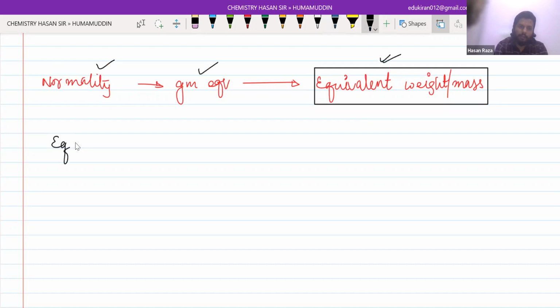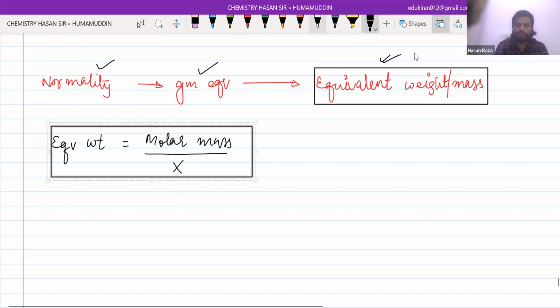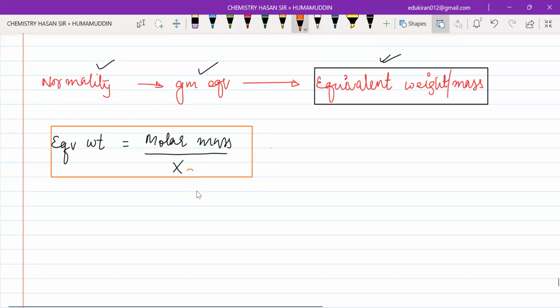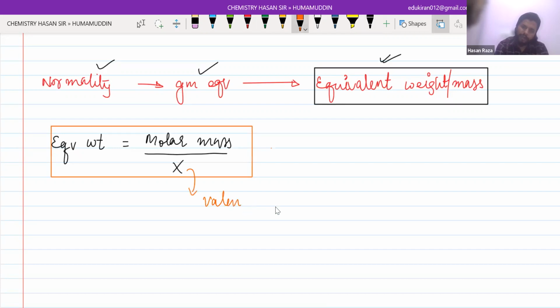Equivalent mass or equivalent weight has a formula, that is molar mass upon X. You can calculate the molar mass of any compound that is given, right? Yes or no? Yes, sir. And here X is known as valence factor, or N factor. How do we know what X is and how are we going to calculate it? It's very easy. I'm going to explain this. First, you are going to write it.